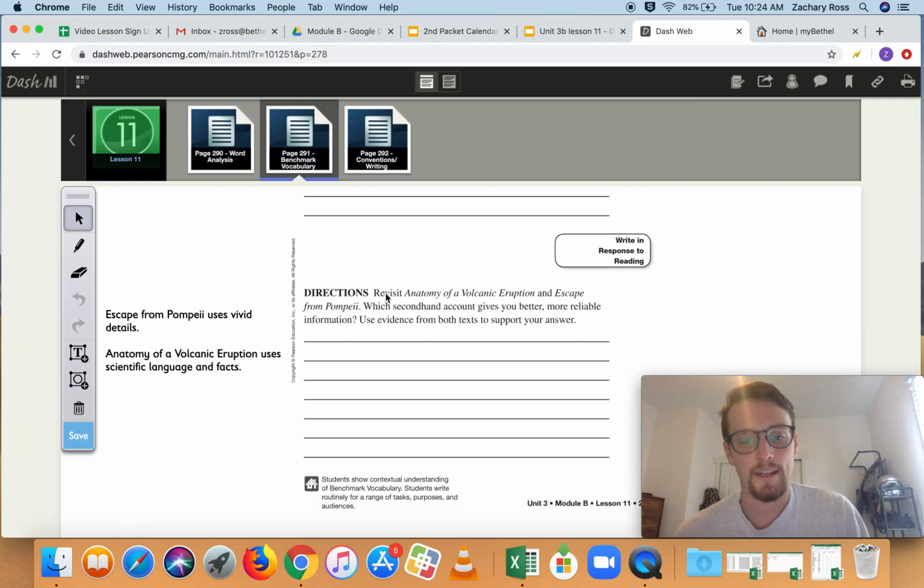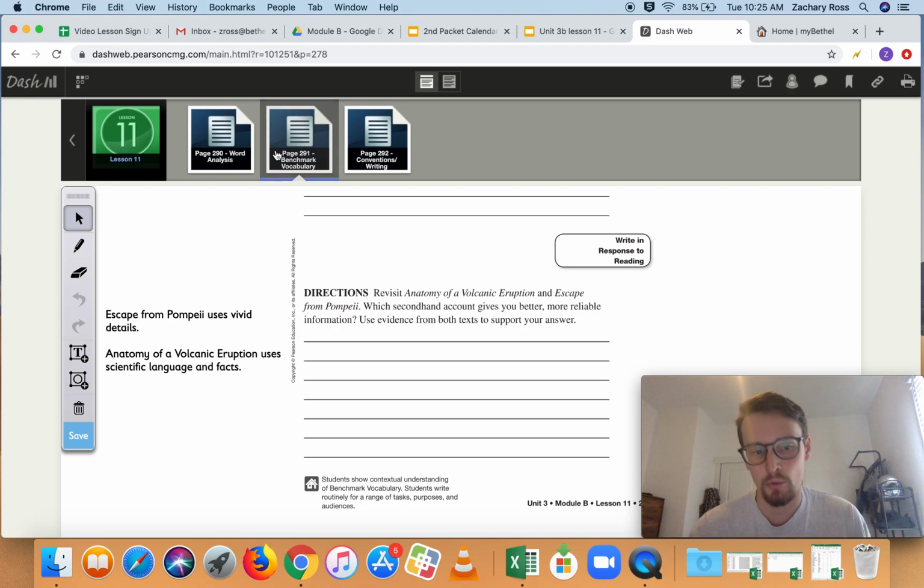And the second part of this page is the write in response to reading. It says, revisit Anatomy of a Volcanic Eruption and Escape from Pompeii. Which secondhand account gives you better, more reliable information? Use evidence from both texts to support your answer. So you are going to choose which story gave you better, more reliable information. Anatomy of a Volcanic Eruption or Escape from Pompeii.